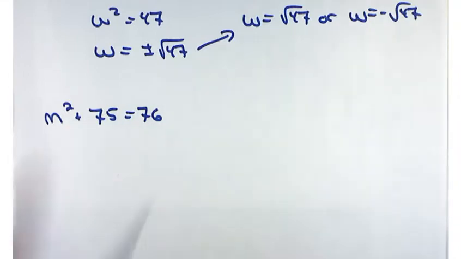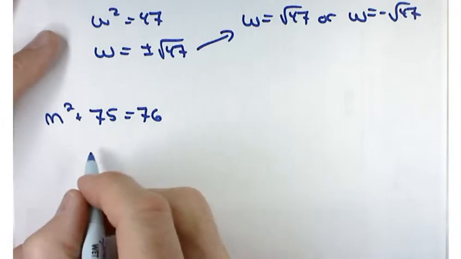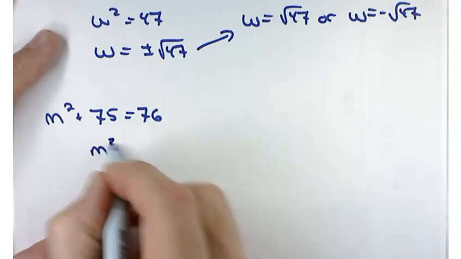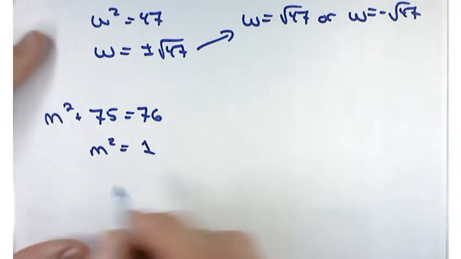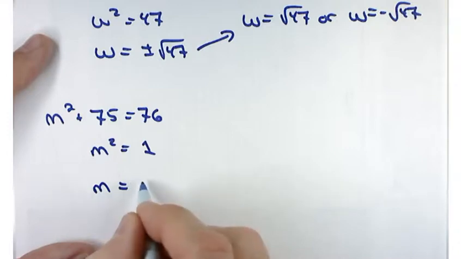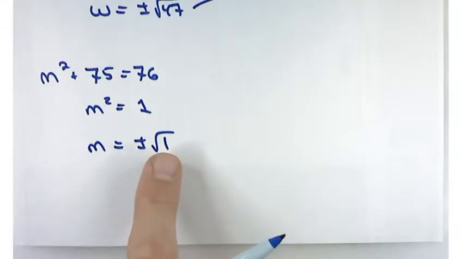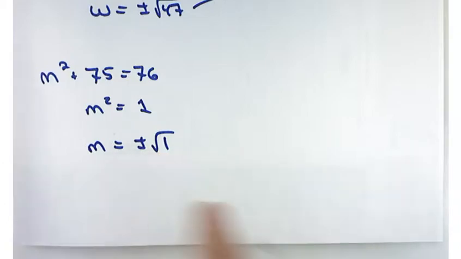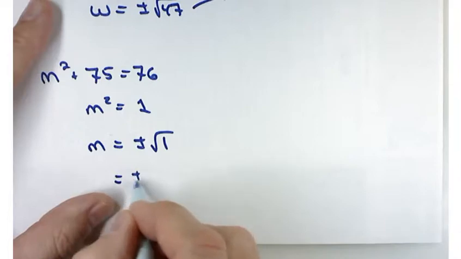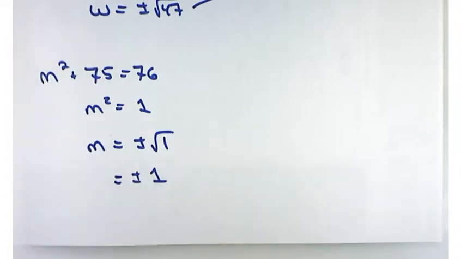What would you do for this one? Good. Subtract 75 from both sides. So 75 from 76 is going to give me a 1. So m is plus or minus the square root of 1. Boy, if you leave it as the square root of 1, I'll probably be unhappy. What's the square root of 1? 1. Yeah. Please make sure you simplify that down to plus or minus 1.